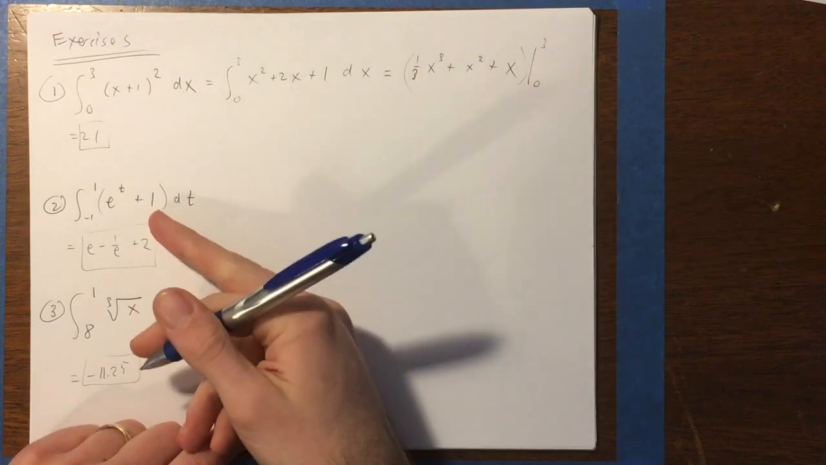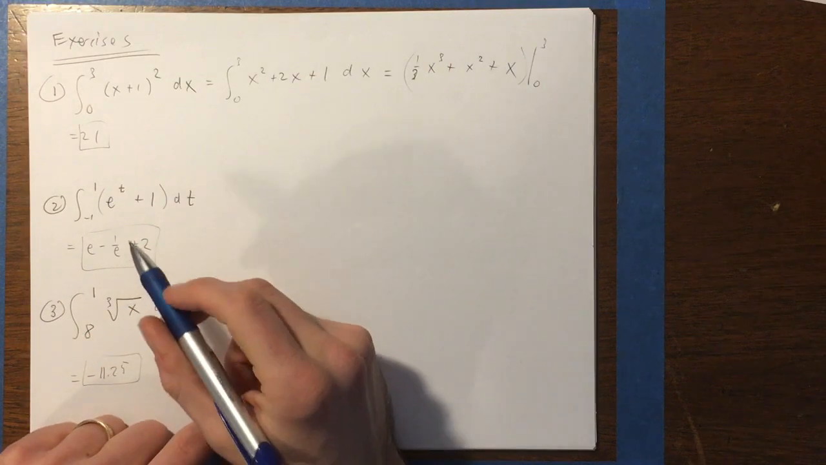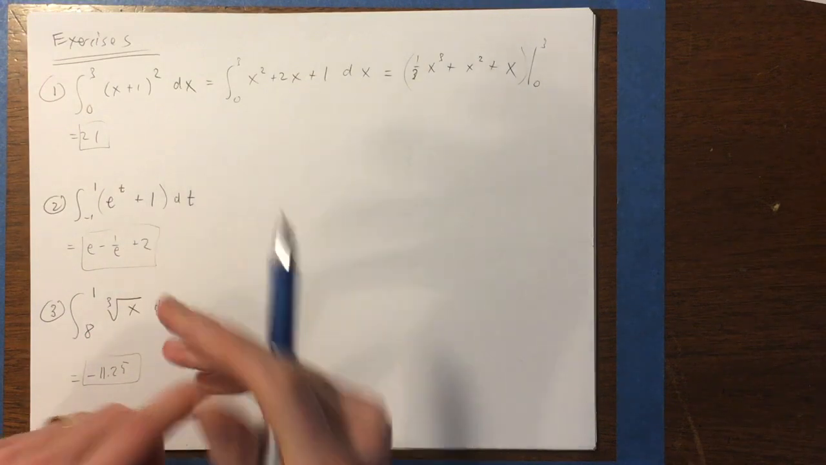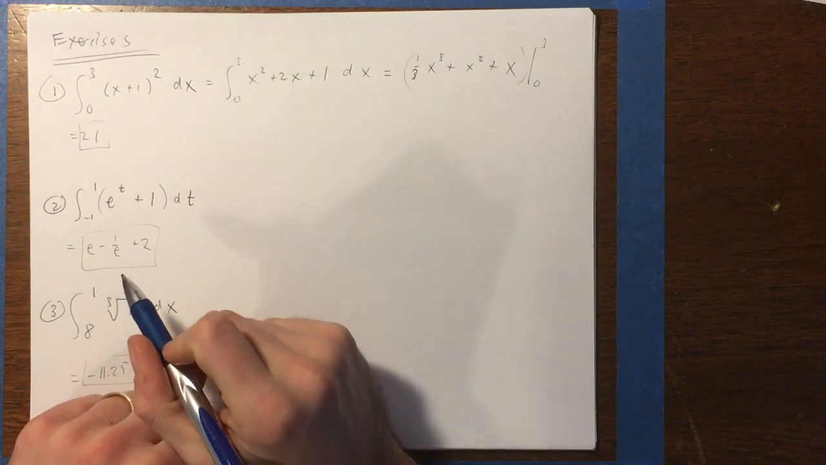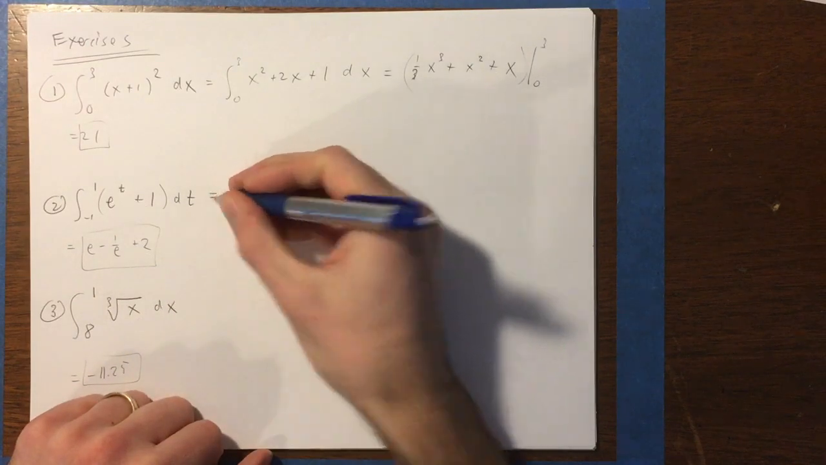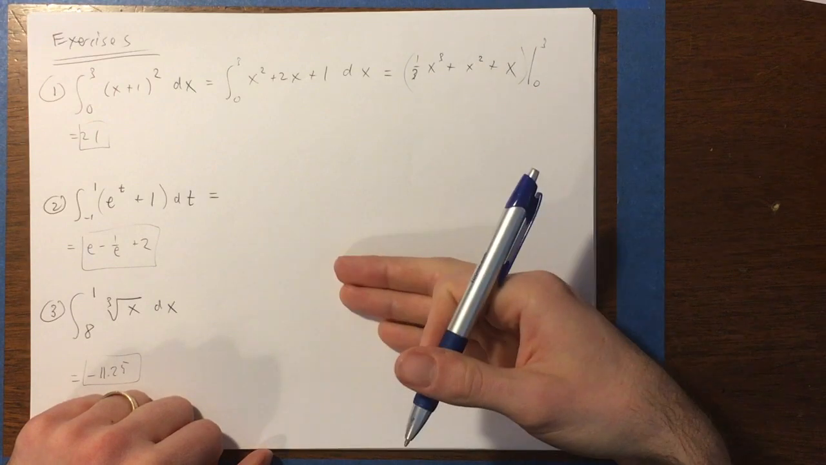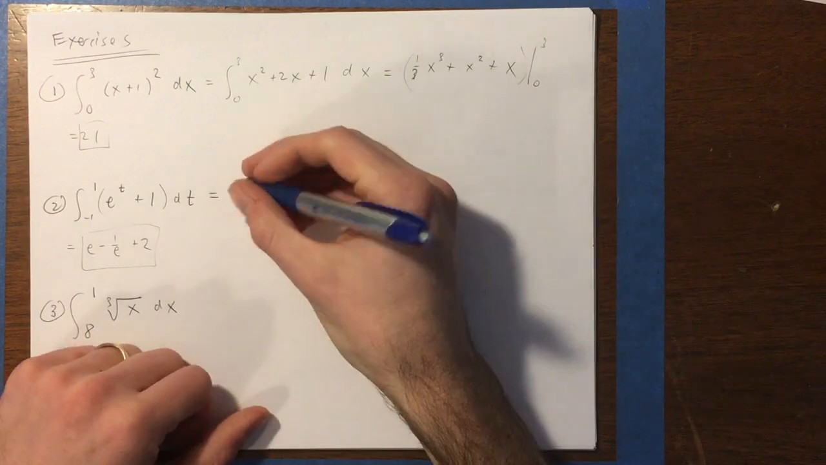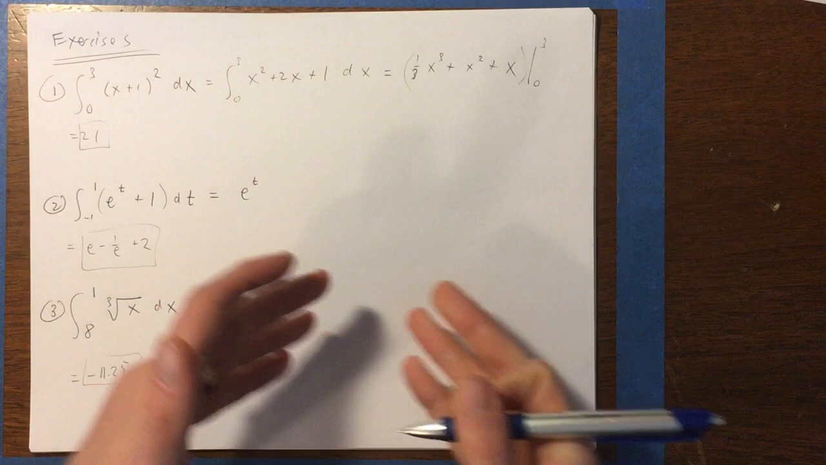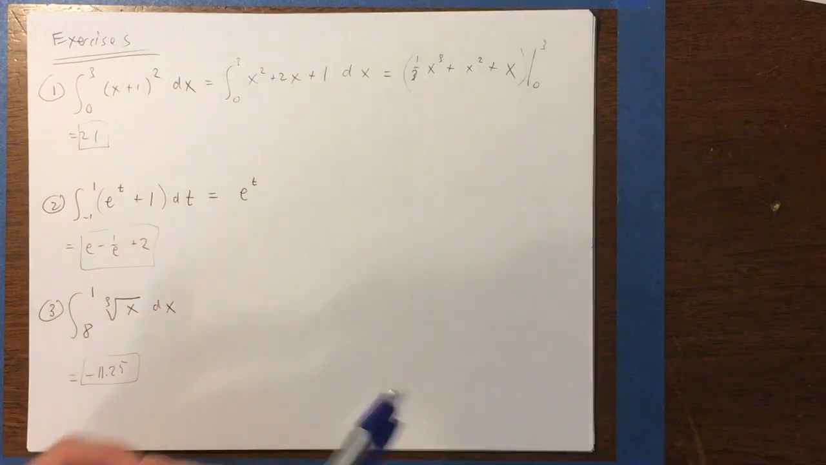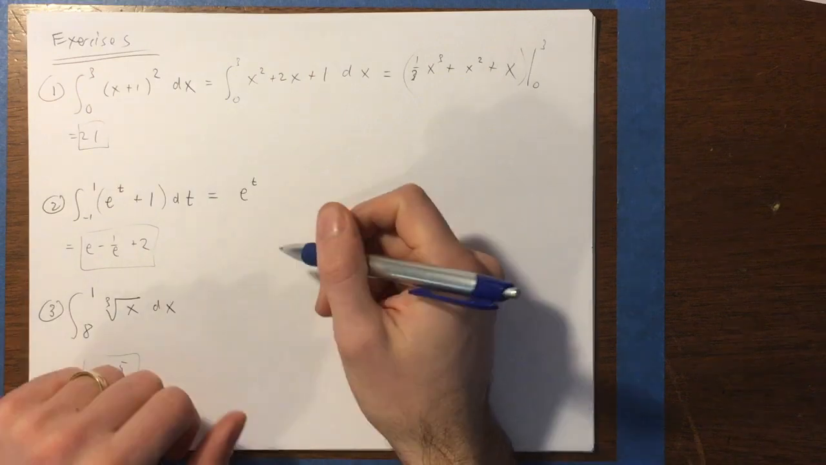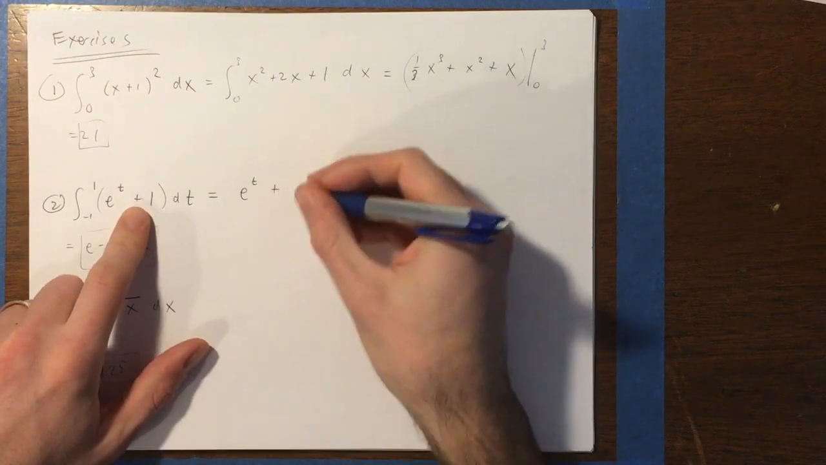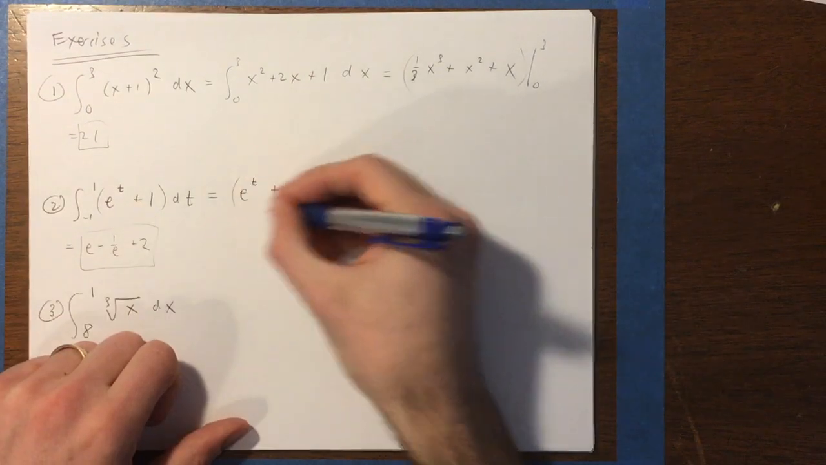Okay. For the second problem, we've got e to the t plus 1, and this is dt, right? So how would we find an antiderivative of e to the t? We've talked about this before. The antiderivative of e to the t with respect to t is going to be itself, because it's its own derivative. If it's its own derivative, it's going to be its own antiderivative as well. So that first term is just going to give us e to the t, and then for the second term we need plus t. So there's our antiderivative.